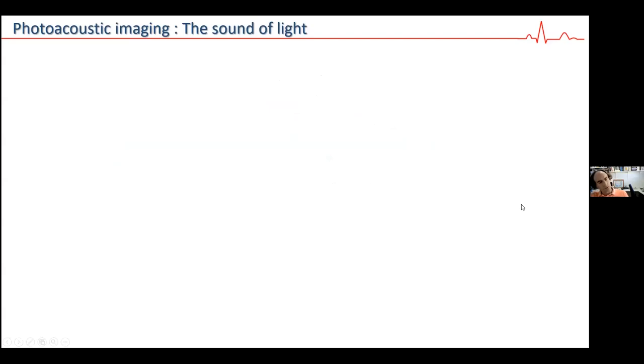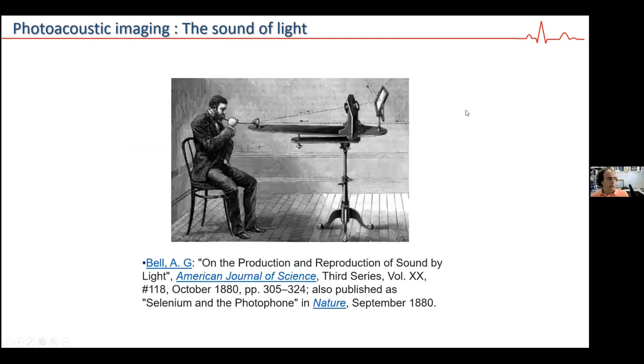For the people who are not very familiar with photoacoustic imaging, I will present in a couple of slides what this effect is. I will try to explain it to you. Basically, it's quite an old phenomenon discovered by Graham Bell about a century ago. The effect is that he discovered that light can create sound.